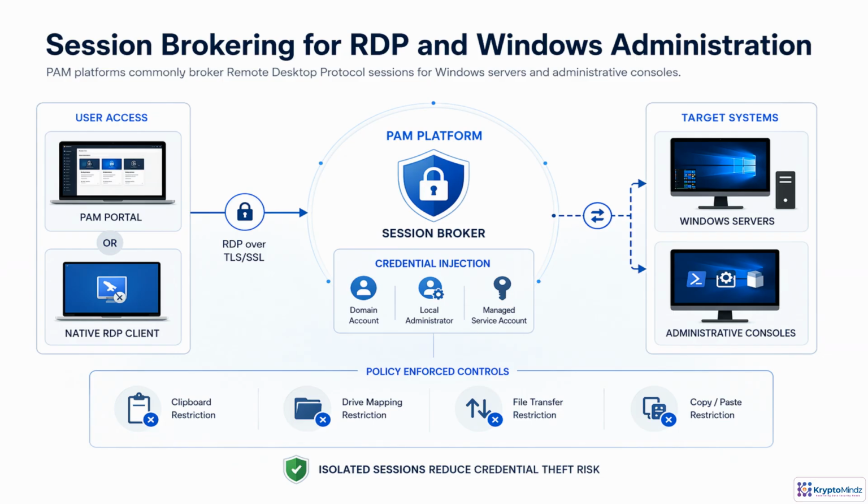With session brokering, an administrator does not open a direct privileged path to a Windows server. They start from the PAM portal, or sometimes from a native RDP client, and the connection is routed through the PAM platform. PAM authenticates the user, checks policy, retrieves the correct account secret, and injects it into the RDP session. The password or key is never exposed. From there, the broker can record activity and enforce controls, such as blocking clipboard use, drive mapping, file transfer, or copy and paste. To the target, this is a controlled PAM-originated session, not unmanaged administrator access.